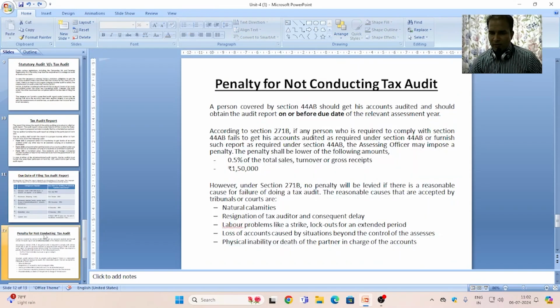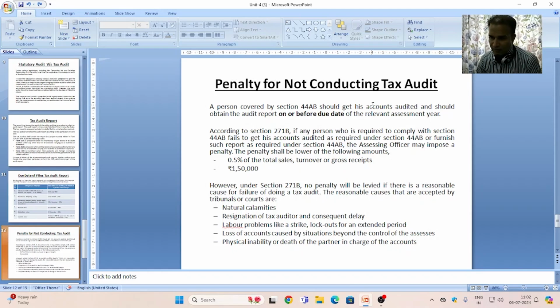Let me discuss. If the SSC did not conduct a tax audit, then what are the consequences, or is there any penalty? Yes, let me discuss. A person covered by section 44AB means tax audit should be there, he should get his accounts audited and should obtain the audit report on or before the due date of the relevant assessment year.